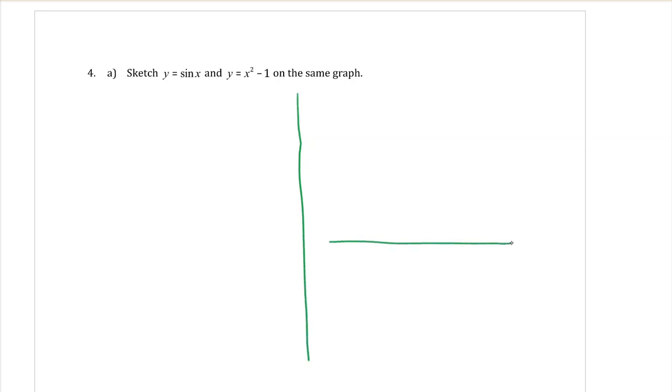So let's draw, because I have to draw a parabola on there as well, I'm going to use normal numbers on my x-axis. So 1, 2, 3, 4, and -1, -2, -3, -4. And I'm going to go up by 3 on my y-axis and down by 3 as well.